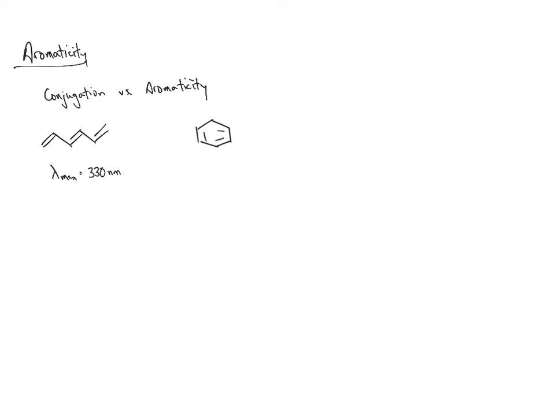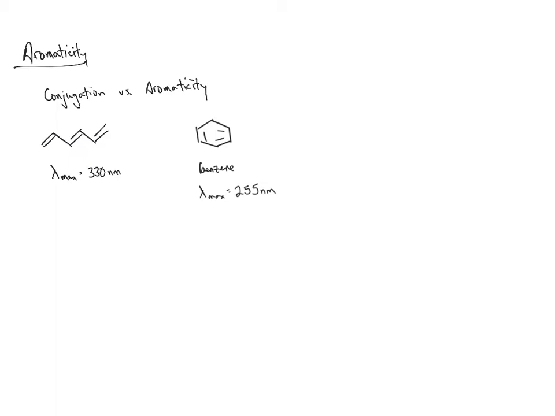We get the molecule called benzene. And notice that the lambda max of benzene is actually much shorter. It's 255 nanometers. And this wavelength is often used to detect or quantify proteins because they contain phenyl rings in one of their amino acids. What this actually tells us is that it takes much more energy to excite an electron from the HOMO to the LUMO. So the HOMO-LUMO gap is actually much greater.